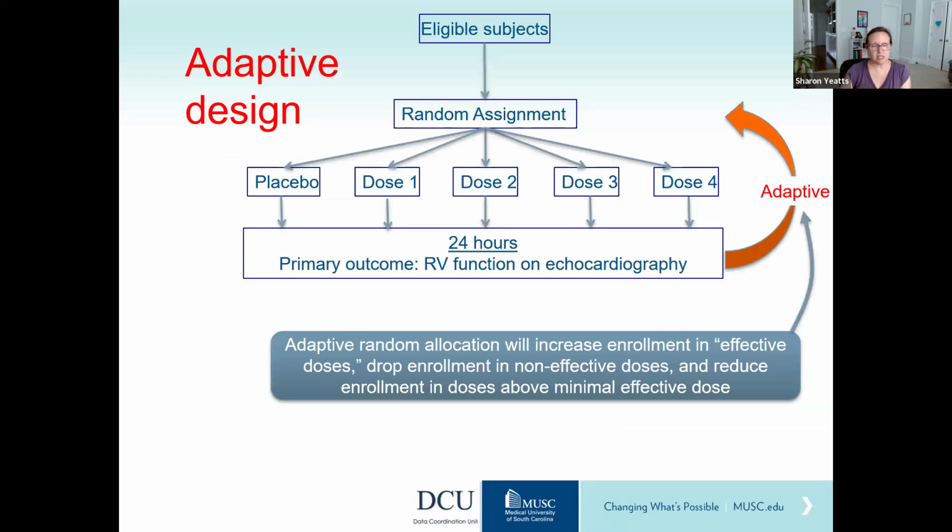So an example would be a study that we worked on a number of years ago where subjects were randomly assigned to a placebo or one of 4 active doses. They were followed for only 24 hours for the primary outcome. And so we said that once we hit a certain number of outcomes, we would fit this dose response model and then change the random allocation to target the doses that looked better, right? So adaptively randomizing the allocation increases enrollment in effective doses and drops enrollment in doses that are either not effective or those doses that are clearly above the minimum effective dose.